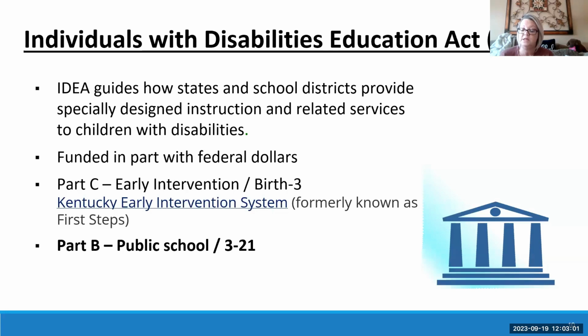Individuals with Disabilities Education Act, or IDEA, continued. IDEA guides how states and school districts provide specially designed instruction and related services to children with disabilities. Funded in part with federal dollars, Part C, Early Intervention, Birth Through Three, formerly known as First Steps, which is now known as the Kentucky Early Intervention System, and Part B, which would be public schools, ages 3 through 21.